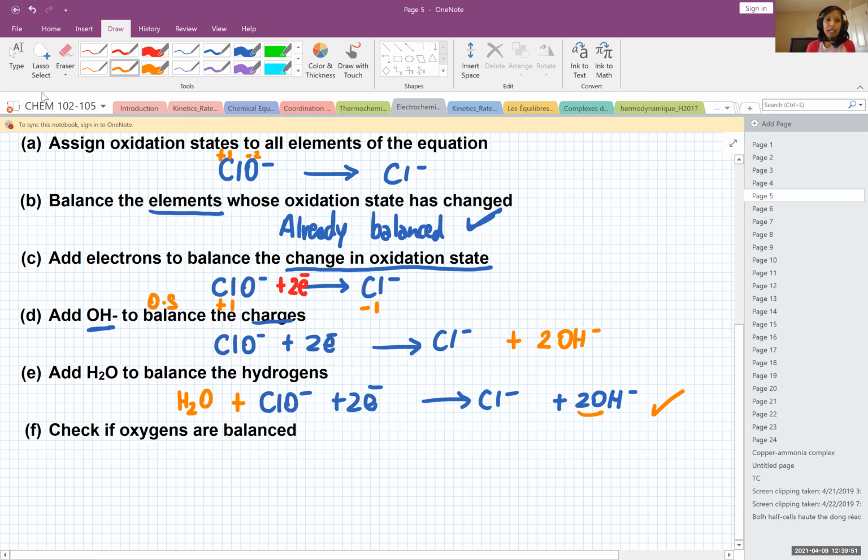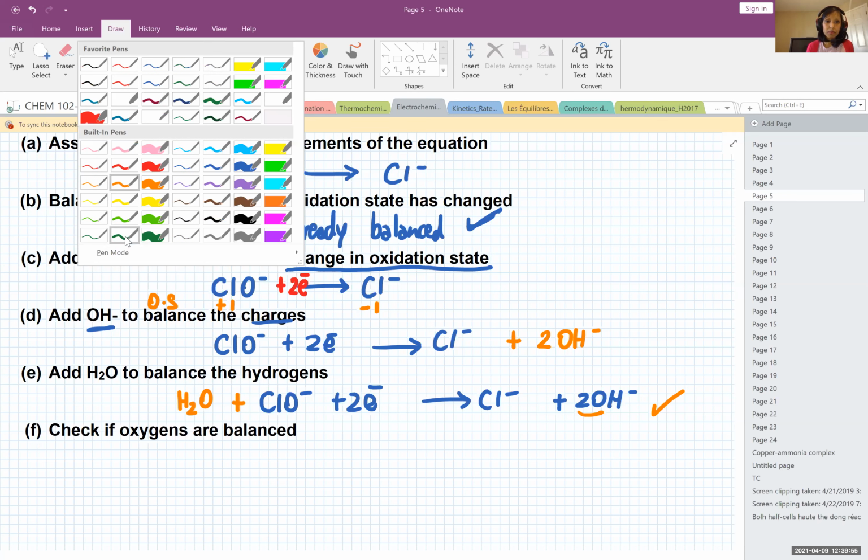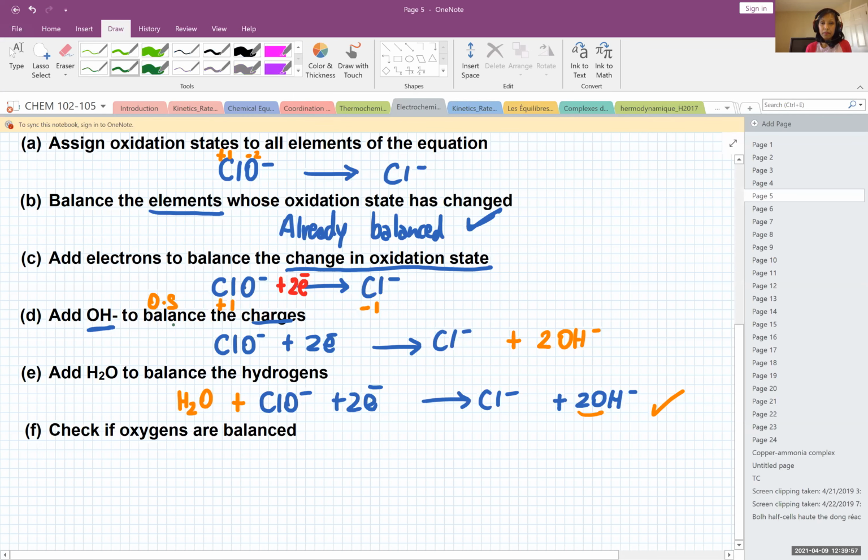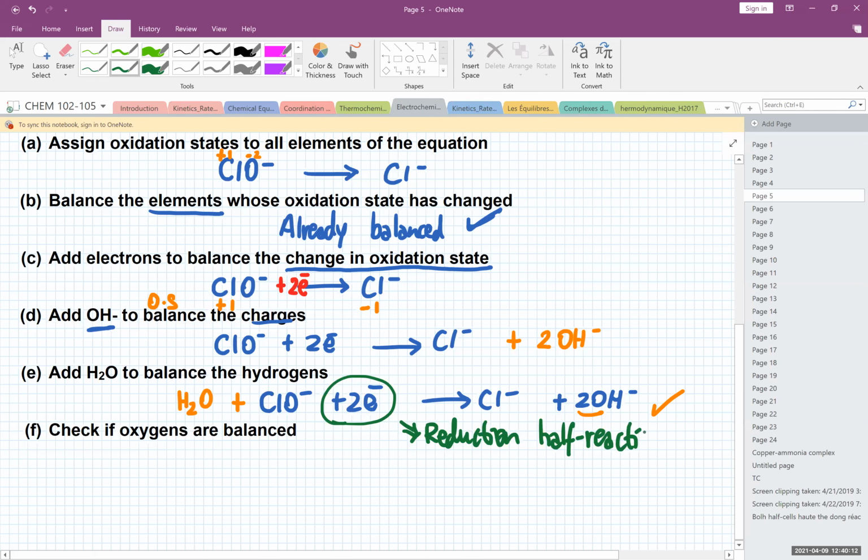What type of half reaction is this? Is this our reduction or oxidation half reaction? Reduction half reaction. Yes, perfect. Thank you. Because there's gain of electrons here, this is our reduction half reaction. Yes, Nikala? So just for the last step there, what would we do if the oxygens were not balanced?